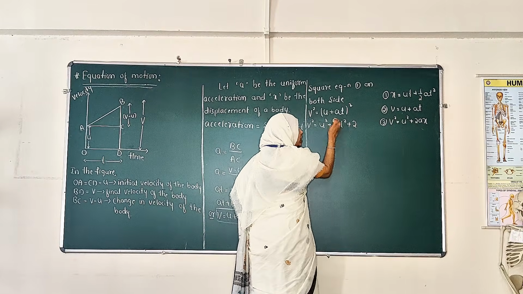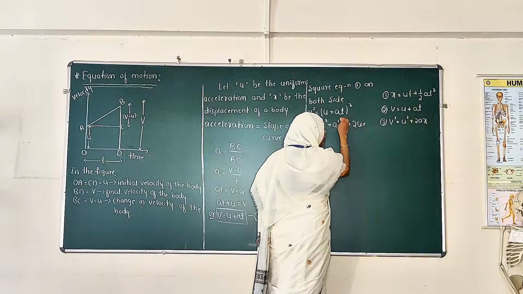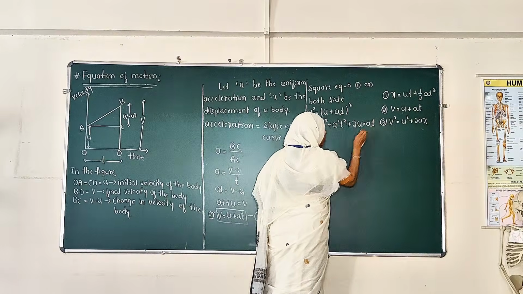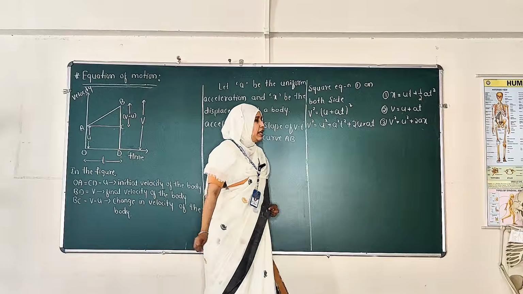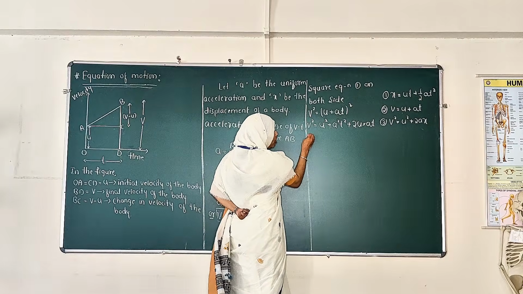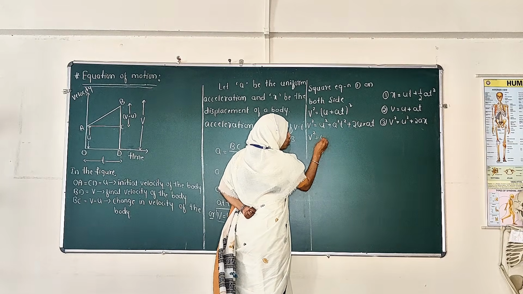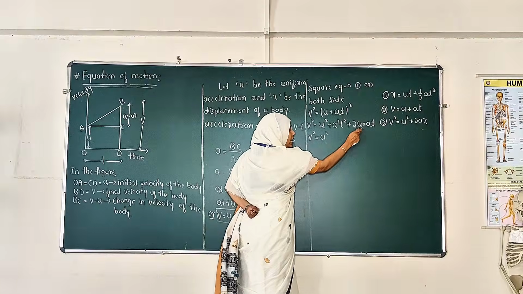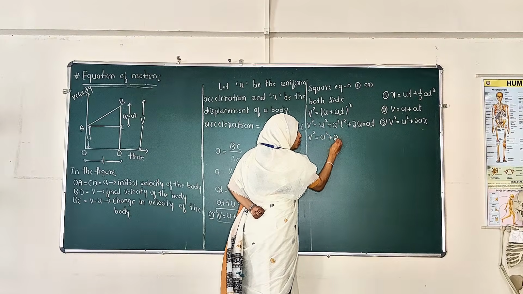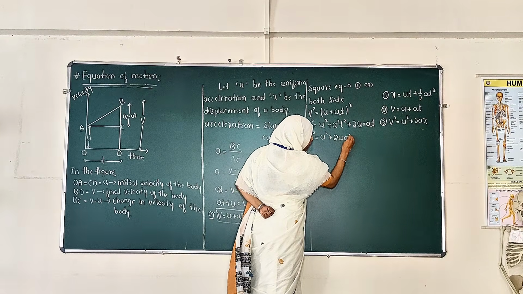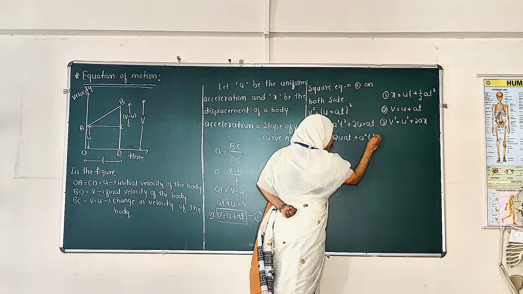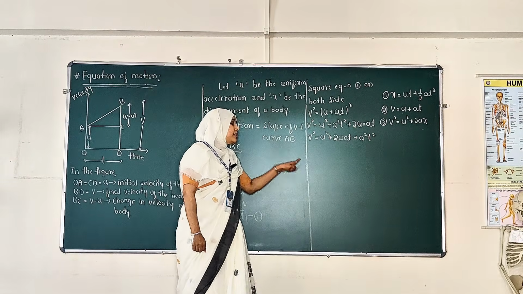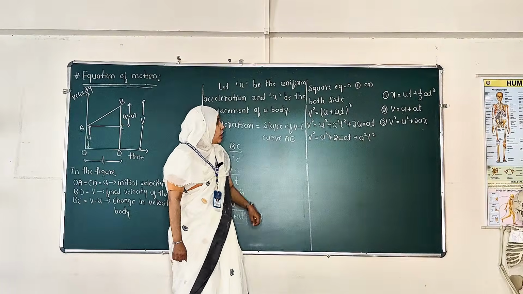In the place of a, what is there? u. In the place of b, what is there? at. a square plus b square plus 2ab. Now I will simply arrange the terms. v square is equal to u square, first I will write this term, plus 2uat, plus I will write this term last, a square t square. Now you have to remember this step, which is very important.